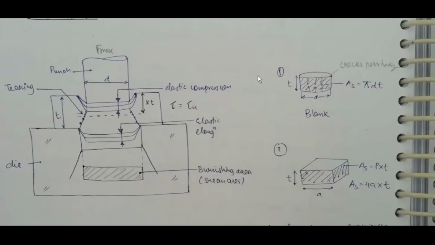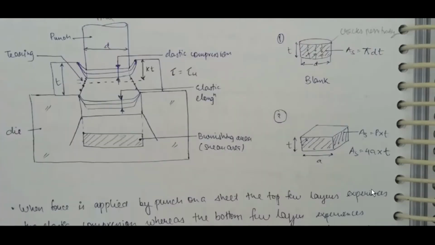This is the burnishing area, and the shear area around the blank: As is equal to pi d t, the shear area. If it is a square, then As is equal to p into t, which is equal to 4a into t.